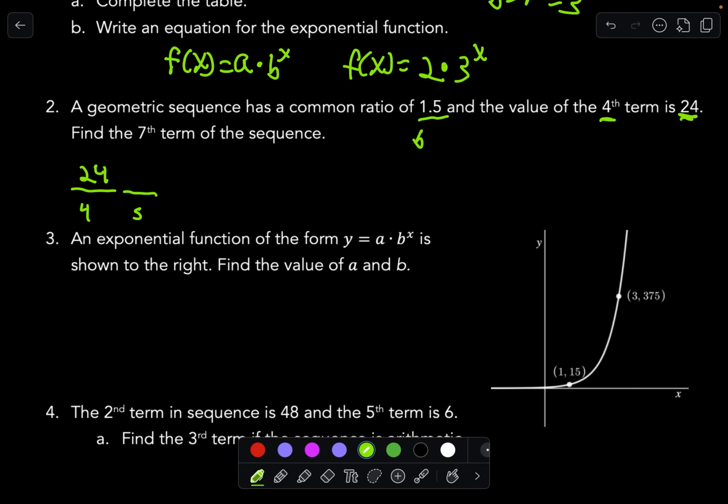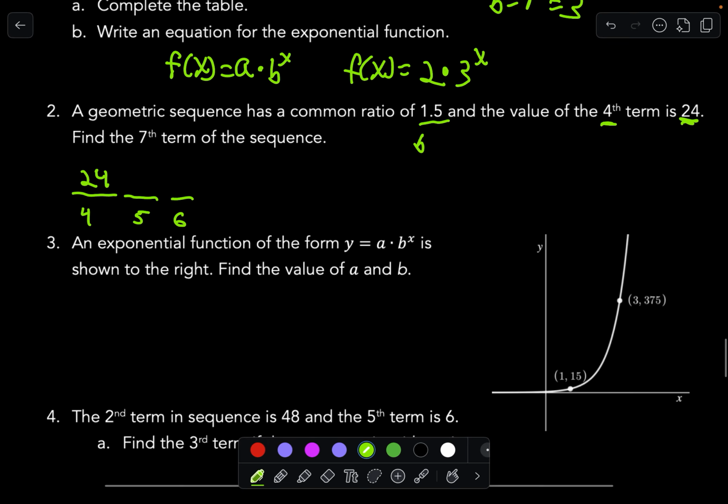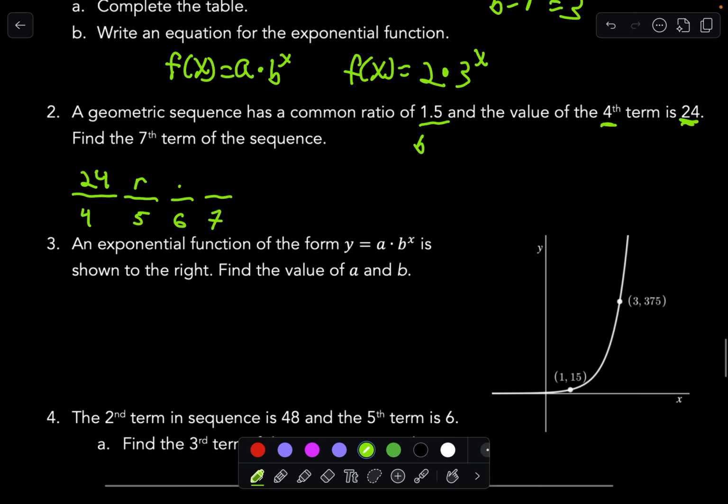So what I do is I go, okay, so this is the fourth, and that's 24. Then this is the fifth. This is the sixth. And this is the seventh. And each time we go, we have to multiply by the B or the R. I guess I'm going between the two letters, so let's make that R. All right? And that's got to equal the fourth term of 24. The seventh term.